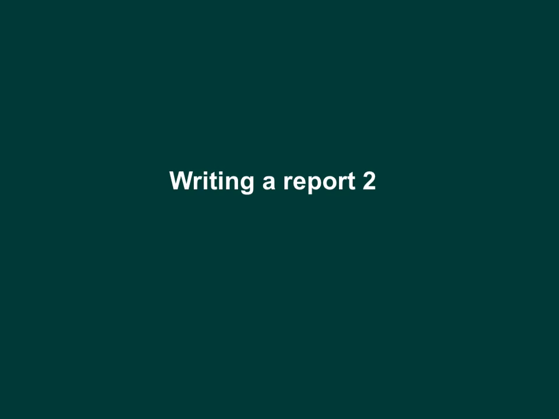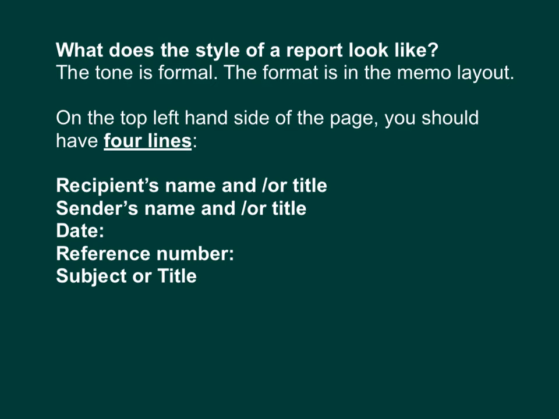Writing a report 2. What does the style of a report look like? The tone is formal. The format is in the memo layout. On the top left-hand side of the page, you should have 4 lines: recipient's name and/or title, sender's name and/or title, the date, the reference number, the subject or the title.